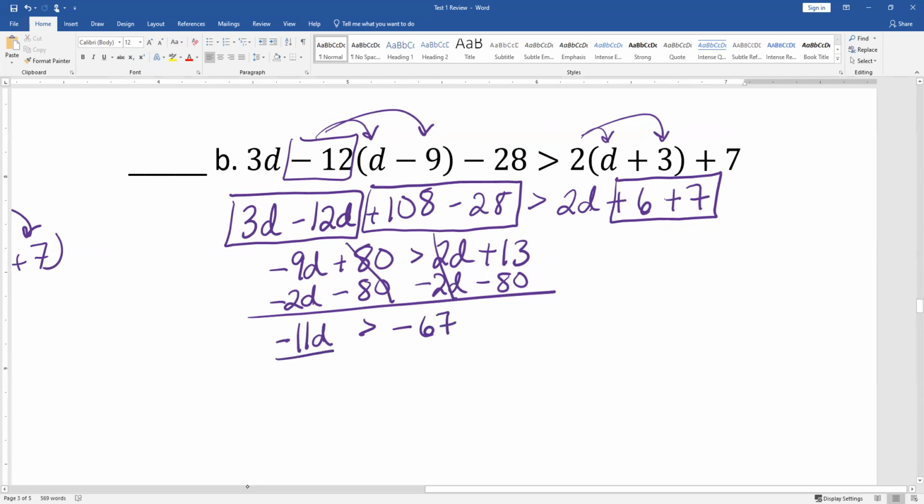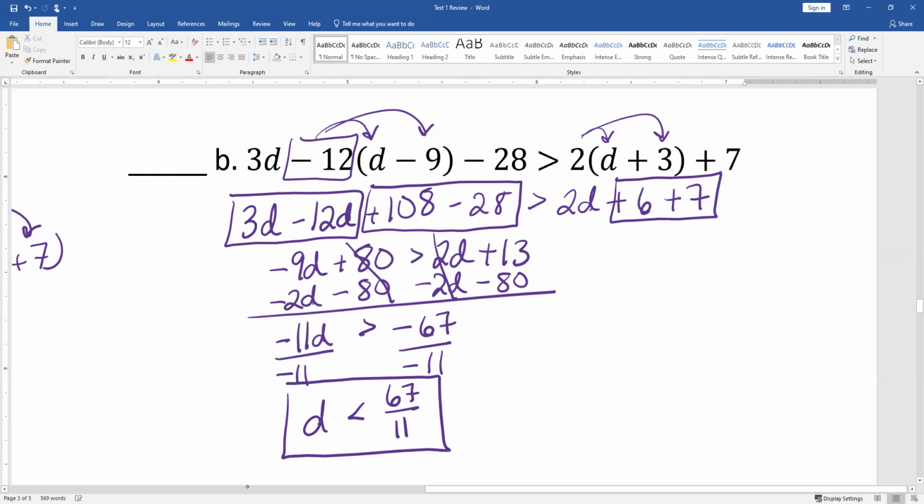And then our last step, we divide by negative 11, which means we do what? We flip our inequality, and we have a negative divided by a negative, which is 67 over 11. So that makes it positive. No, just leave it as a fraction.